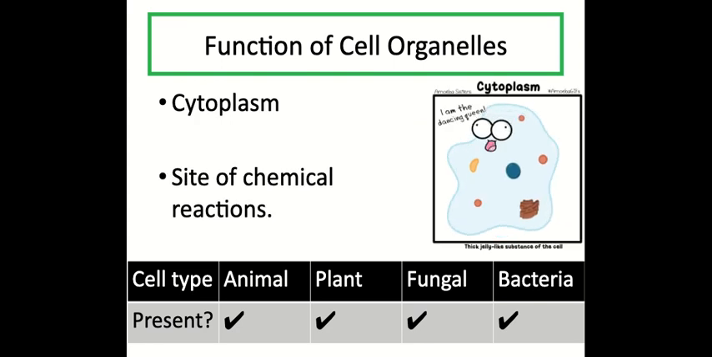The cytoplasm, remember I said, was that blank space, the white space in the middle of the diagrams. Now remember the cytoplasm is found in all 4 cell types, and the function is it's the site of chemical reactions. Now a lot of these definitions I'm going to do from now on start with site of, and that makes your definition a little bit easier. So site of chemical reactions is the function of the cytoplasm.